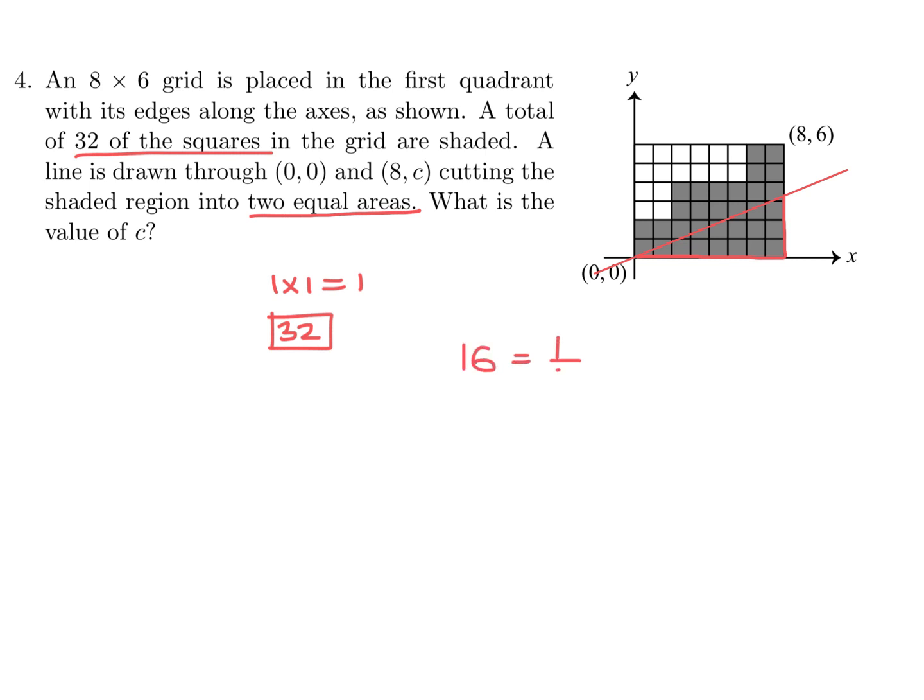So 16 will be 1/2 base times height. And this point right here is (8, c). So that means the base is 8 and the height is c. So 1/2 times 8 times c would be 16. There you go. There's the math. So 16 would be 4c, and therefore c would be 4. Okay. So I was pretty close. Or was I close? No, it wasn't really that close, but that's okay. c is 4, and that's what they wanted.